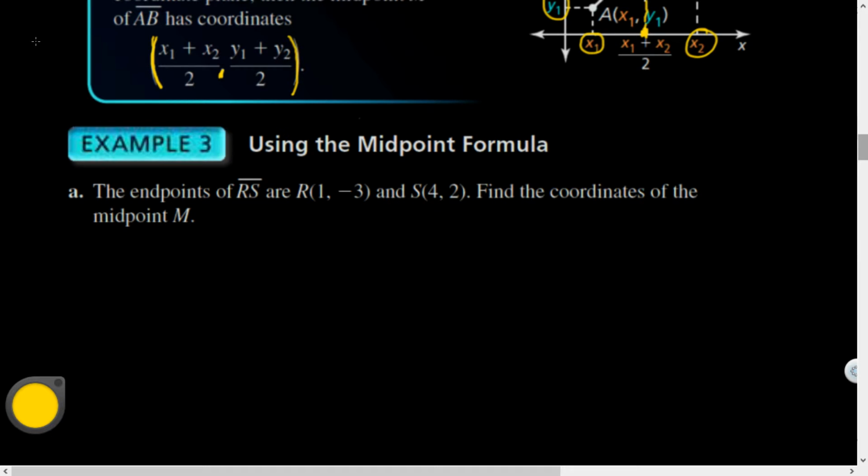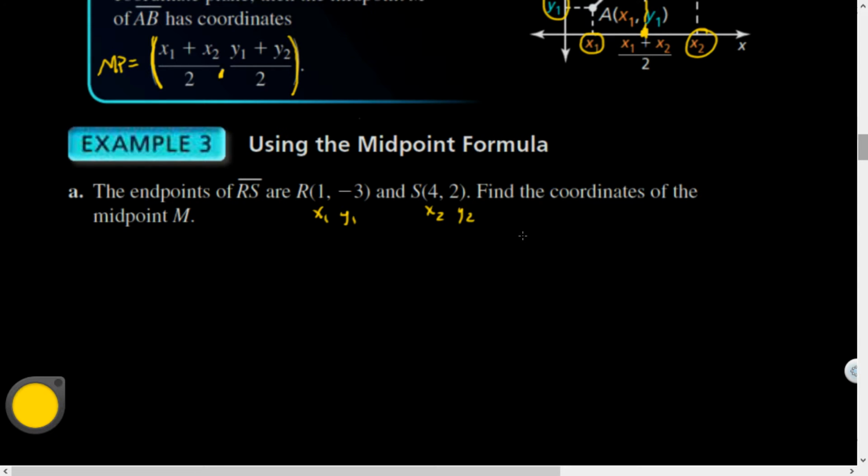So really, the formula you need to know is this one. MP is equal to, and it's an ordered pair. So let's throw this into an example here. The endpoints of RS are the following. Let's label this x1, y1, x2, y2. It says find the coordinates of midpoint M.